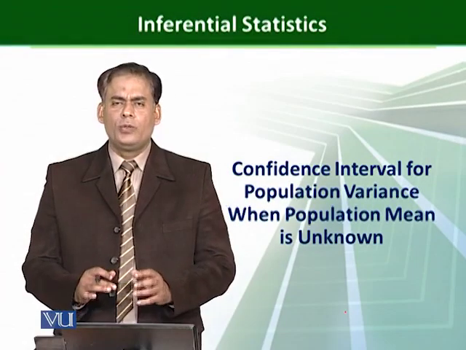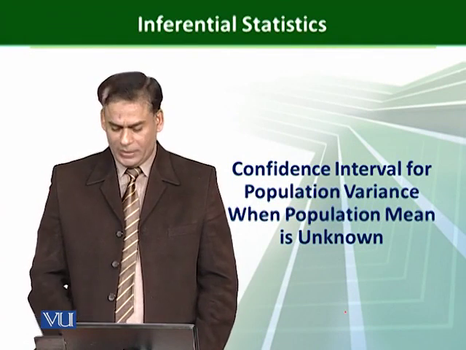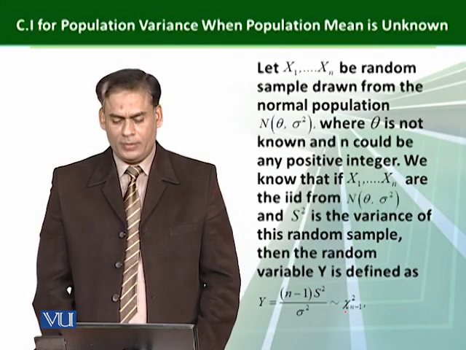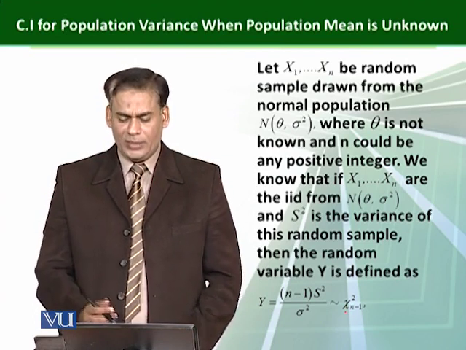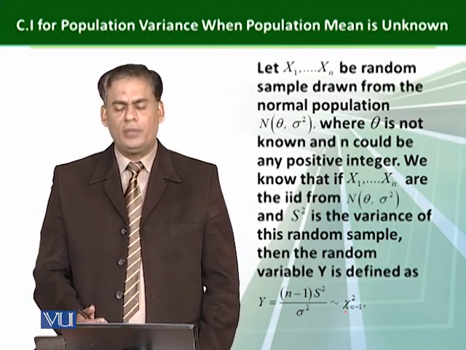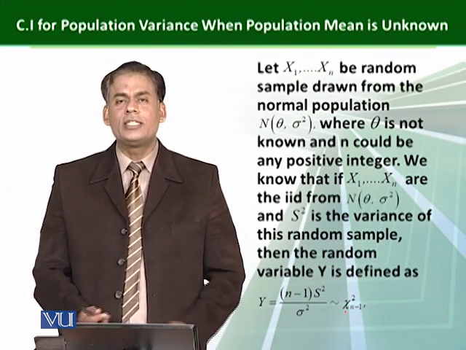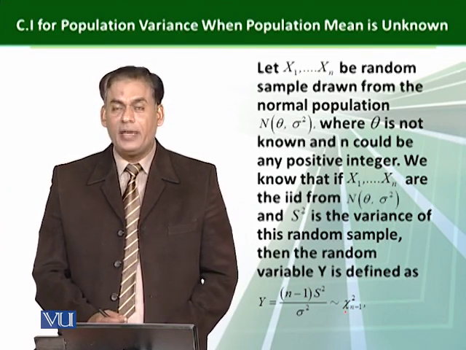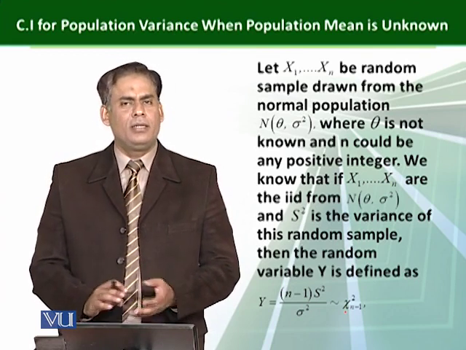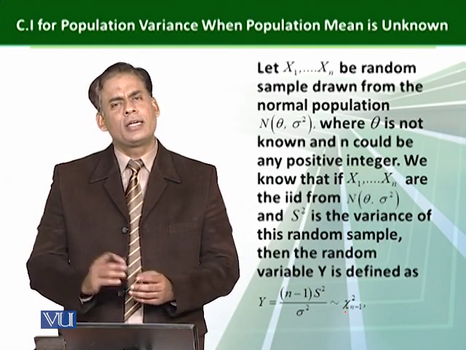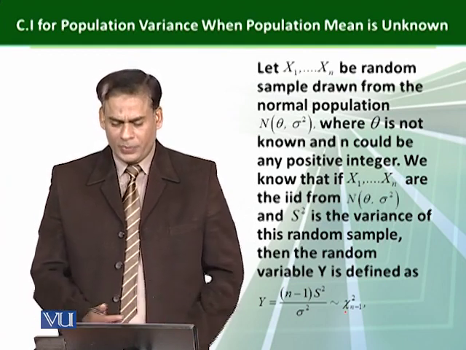In this case, we are going to find the confidence interval for the population variance sigma square, and the mean is not known. So how do we proceed for this one? Let x1, x2 up to xn be the random sample drawn from the normal distribution with mean theta and variance sigma square, where theta is not known and n could be any positive integer. So there is no condition on the sample size, you just take any n of the desired problem.